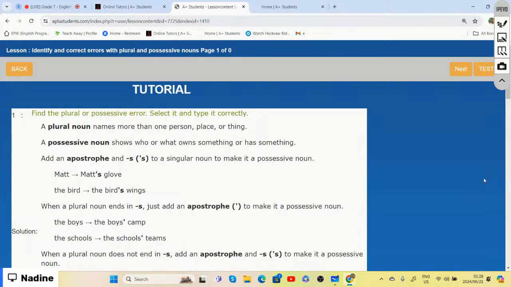And remember, a possessive noun either shows who owns something or who has something, right? It is Jack's, it is the bird's, it is the children's, it is the gardener's, it is the school's, right? That shows possessive. It's a possessive noun. But then we have the plural noun, and the plural noun is where we only add the S without the apostrophe, and that just shows that there's more than one of them.